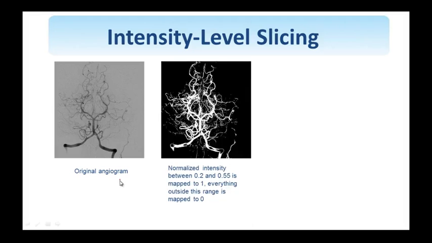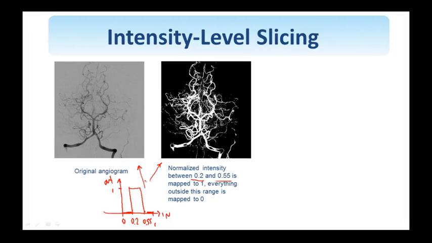So with the transformation as shown here, the image is normalized between 0 and 1, and then the range of values between 0.2 and 0.55, let's say this is 0.2, this is 0.55, these values are going to be mapped to 1, and the rest will be equal to 0. So this is the transformation that was applied to this image and resulted in this one.